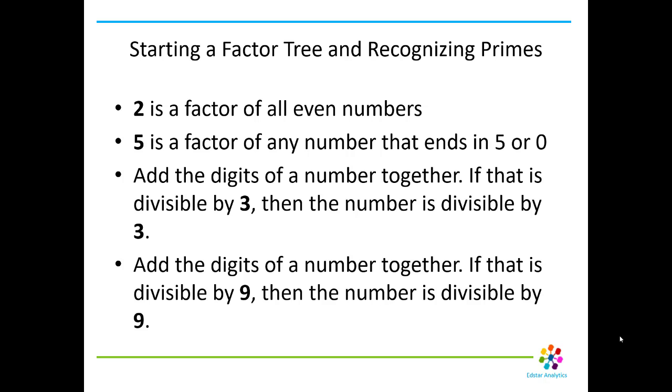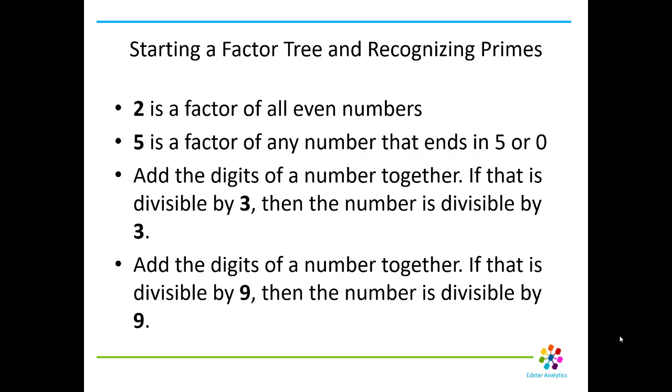Getting started on a factor tree is sometimes easy and sometimes hard. You have to be able to think of the first step, which is: what are two factors of this number? So here are some tricks that help you. Any number that is even, 2 is a factor. Most people know that. And 5 is a factor of any number that ends in 5 or 0.